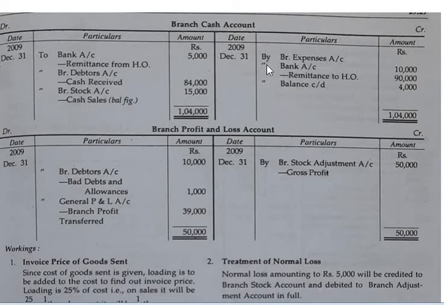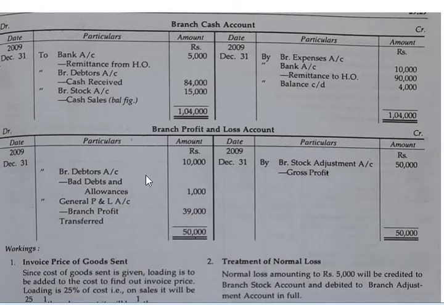Now if you look at the credit side, we have a branch expenses account which has been given in the problem for rupees 10,000. Then the amount of cash which has been sent by the branch to the head office for rupees 90,000. Then the closing balance of cash is 4,000. So since the credit side is greater than the debit side, let me repeat it again, and the cash sales have not been given in the problem, the remaining balance represents the cash sales.